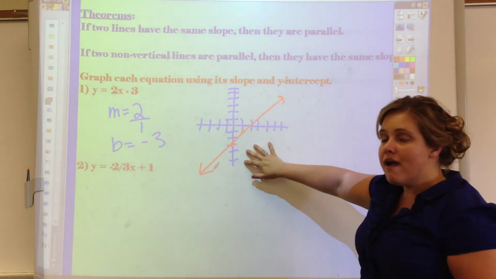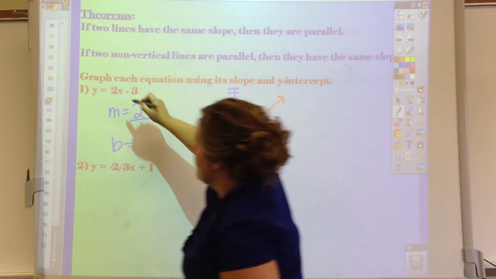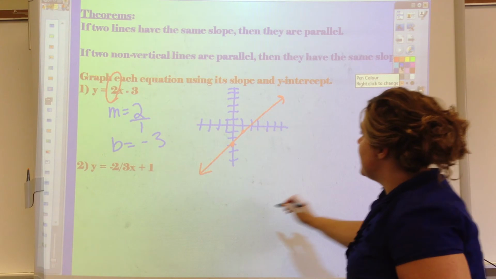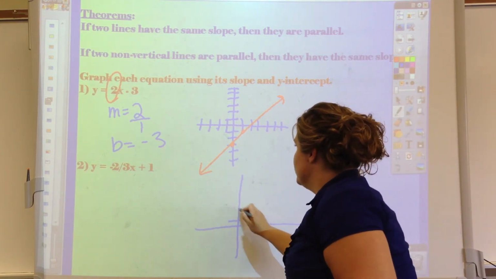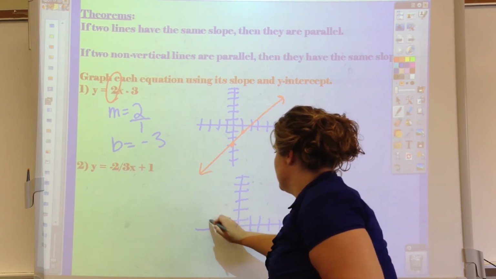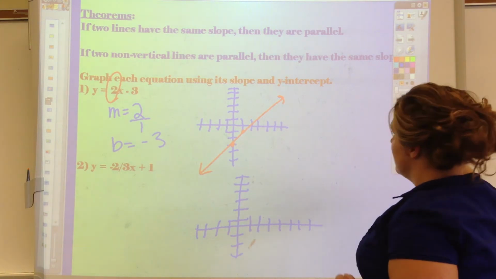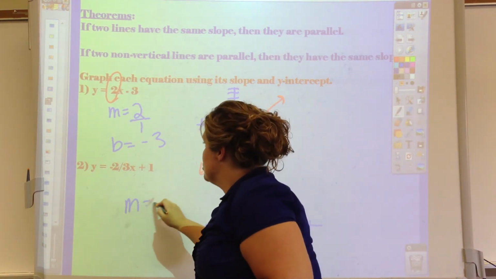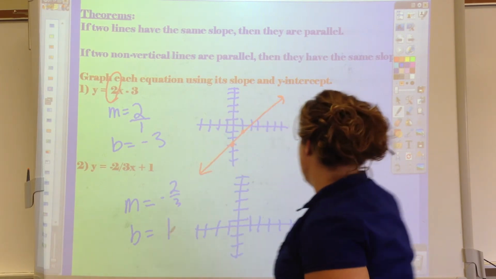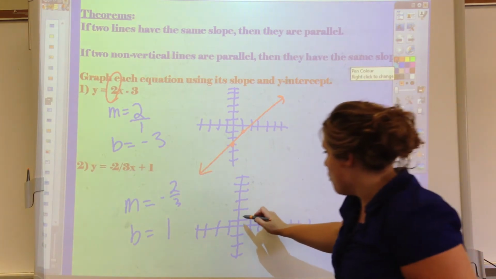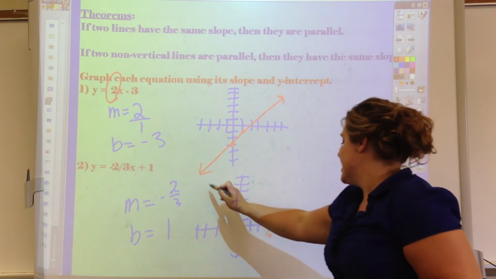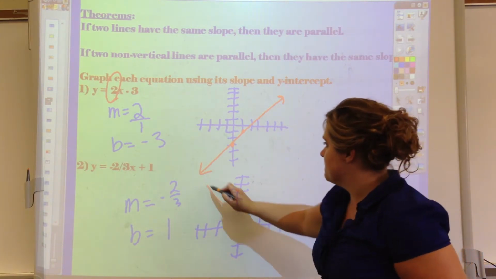This line would be parallel to any other line with a slope of 2. All right, let's go ahead and look at number 2 here. Please identify your slope and y-intercept. My slope is -2/3, and my y-intercept is 1. So when I go to graph, I'm going to start at 1, and I'm going to go down 2 and over 3, and connect my dots.